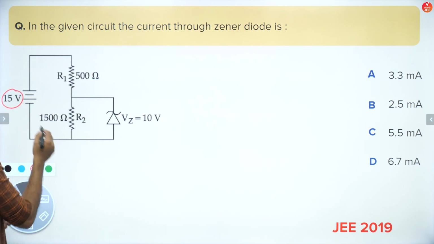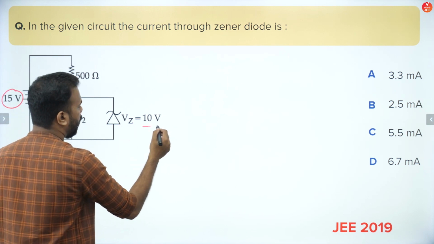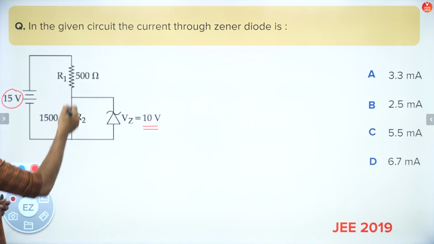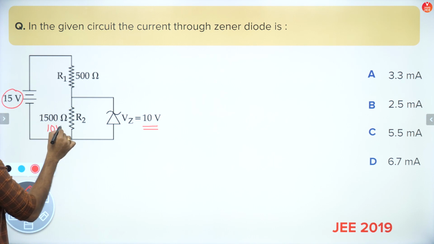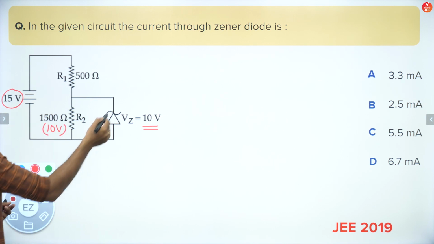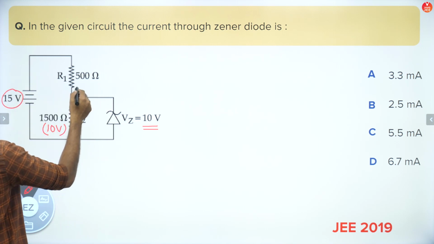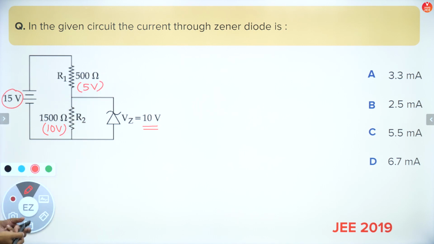and to one of the resistances, that is 1500 ohms, a Zener diode is connected which has a potential drop of 10 volts. And we know that this diode and this resistance R2 are connected in parallel. So can I say that 10 volts will be dropped here? And if these two are in parallel and getting the 10 volts out of the 15, we can say that the potential dropped on R1 is 5 volts.